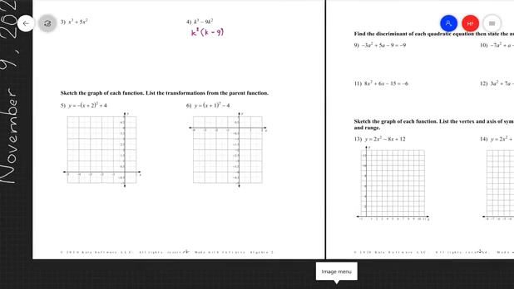Now on the next section, we're sketching the graph for each function and we're listing the transformations from the parent function. So from my parent function, which is y equals x squared. So this is in vertex form, which is y equals a times x minus h squared plus k.